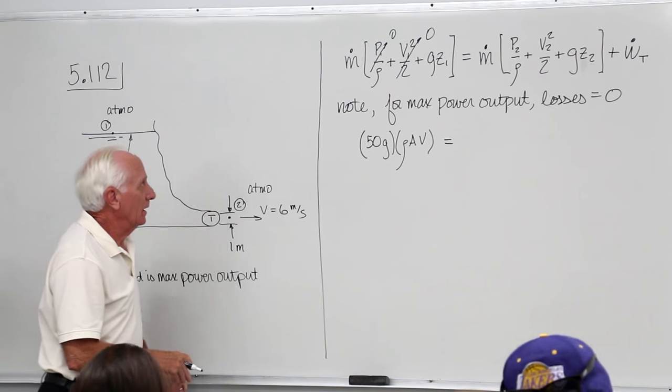So he gave us the losses. Nobody gives you the losses. You're the engineer. You're supposed to find that, and we'll do that in about 10 days or so. But for right now, in Chapter 5, they're really nice to you. They tell you what the losses are.